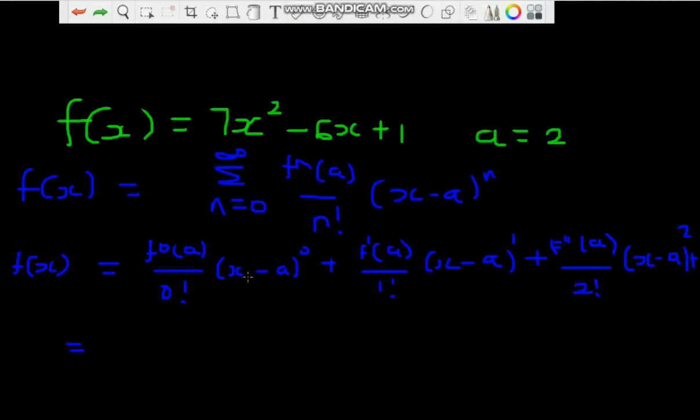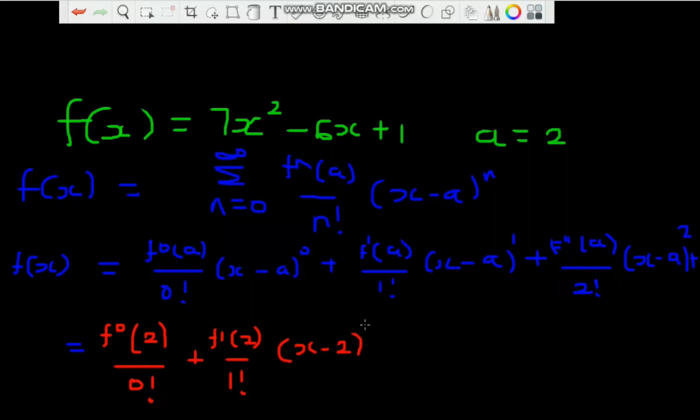Okay, so now looking at this here, we have x minus a to the power 0, and any number to the power 0 is 1. So we have the 0 derivative of the function at 2, since a is given to us to be 2, over 0 factorial, plus the first derivative of the function at 2 over 1 factorial, multiplied by x minus 2 to the power 1.